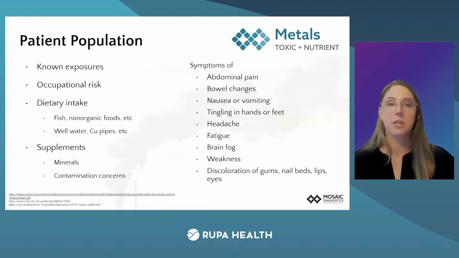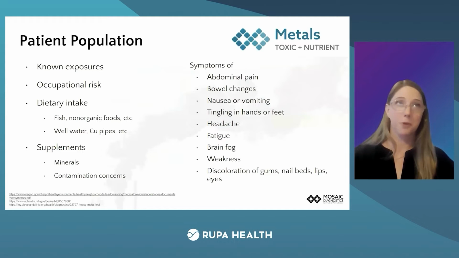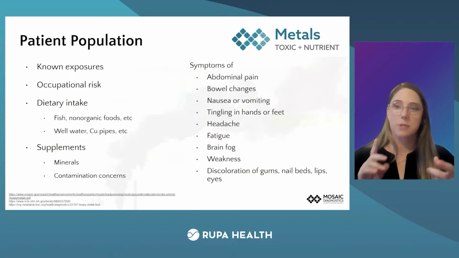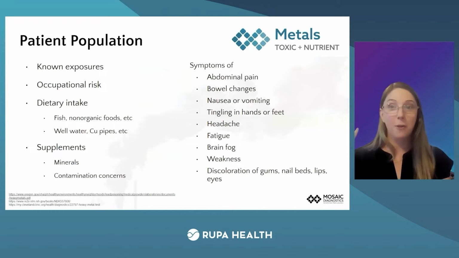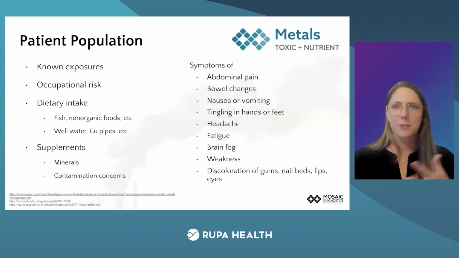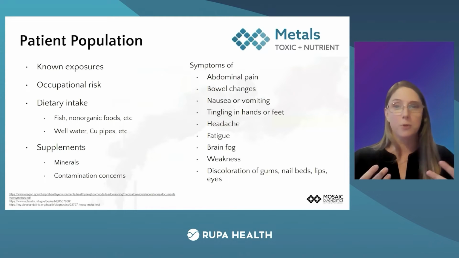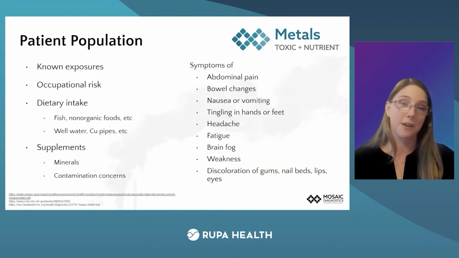So patient population, again, the easy ones, the known exposures, right? I played with a broken mercury thermometer when I was a kid. The occupational exposures, they are painters. A lot of paints have these heavy metals in them. And you've seen painters, it's all over the place. They're metal workers. They do stained glass, or they work in a factory, or they work at an airport or roadside. Dietary intake, fish, while super healthy, also is a really great place for exposure to heavy metals.